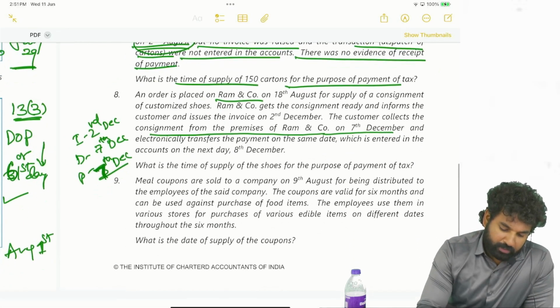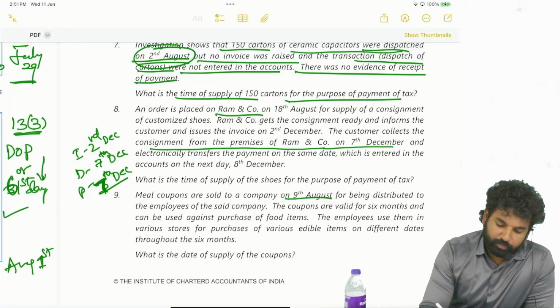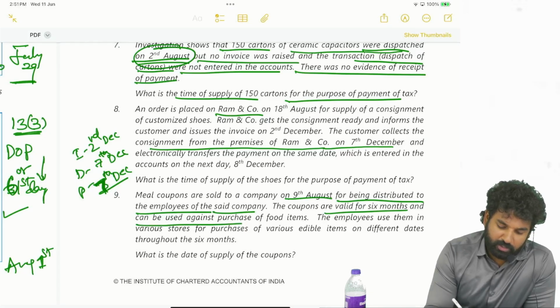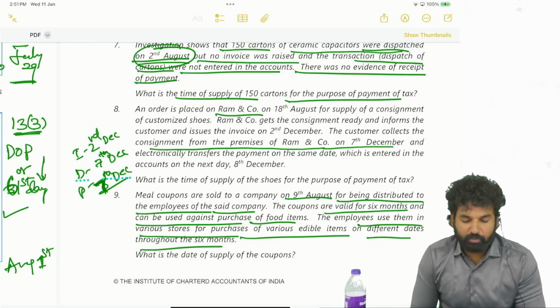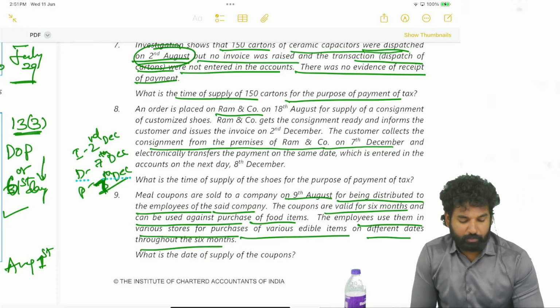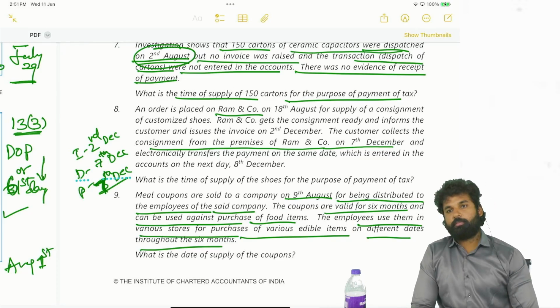Okay, meal coupons are sold to a company on 9th August for being distributed to the employees of the said company. Coupons are valid for 6 months, can be used against purchase of food items. Employees use them in various stores for purchase of various edible items on different dates throughout the 6 months. What is the supply of the coupons? What is the time of supply of coupons?